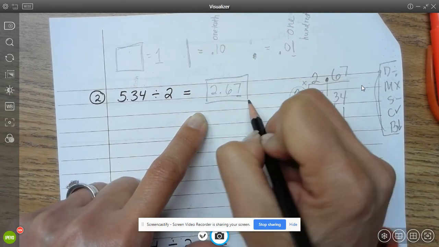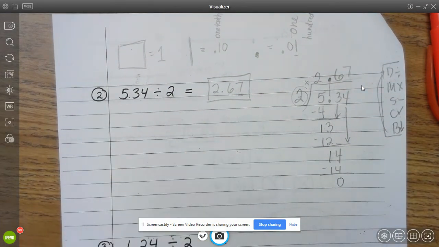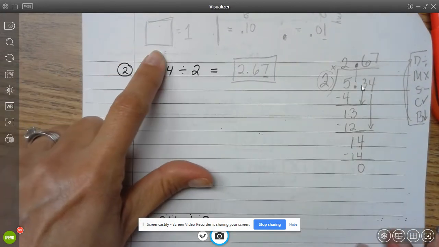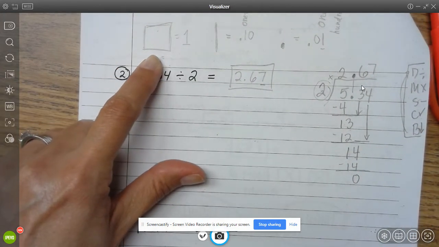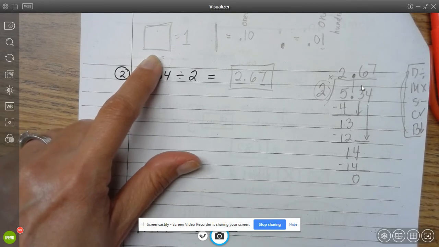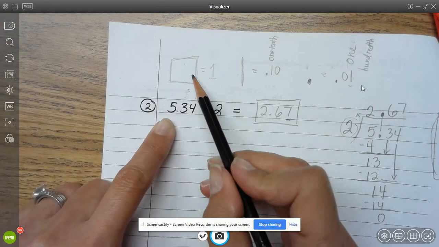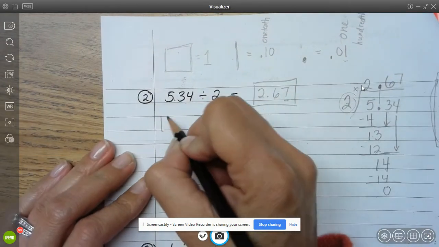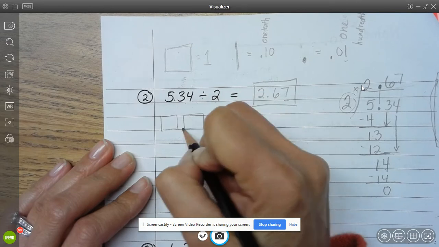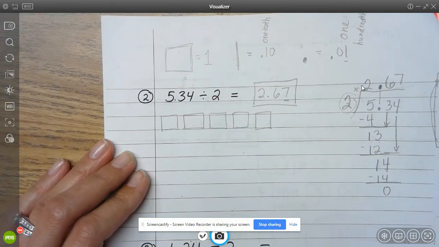Now, your assignment is to box your answer. So we're going to go ahead and do that now. Now, I want you to also do this visually, right, using a visual representation, and this will help you with mental math and understanding the concept, okay? So 5 whole, which means I'm going to draw 5 boxes. 1, 2, 3, 4, 5 whole.